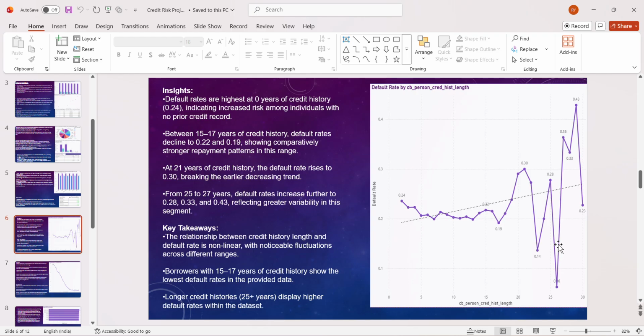So the relationship between credit history length and default rate is non-linear, as we can see clearly, with noticeable fluctuation across different ranges, and the highest fluctuation between 23 to 28 years of history length. Borrowers with 15 to 17 years of credit history show the lowest default rate in the provided data, and longer credit histories of 25 plus years display higher default rate within the data set.